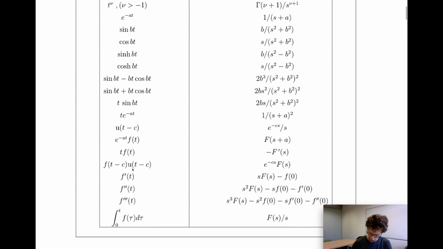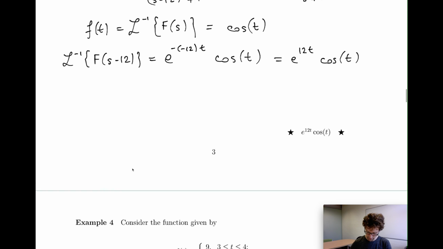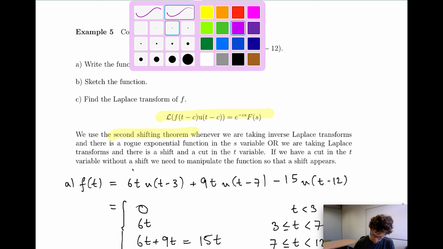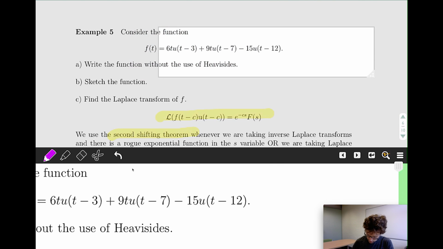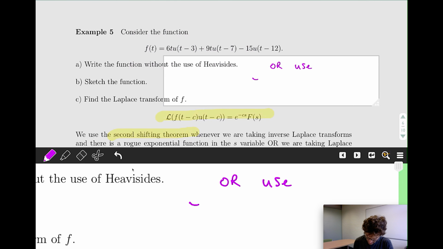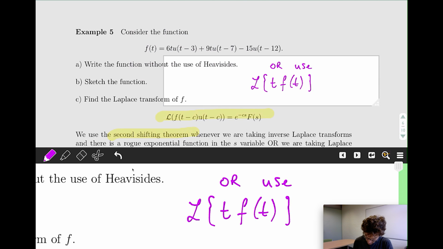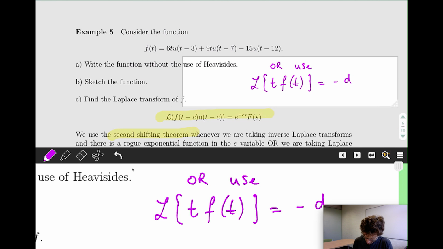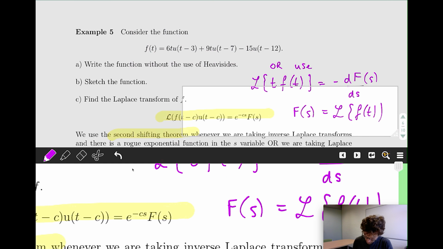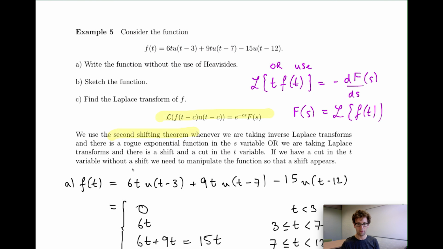So I could actually try to solve this particular problem in a different way using this fact that the Laplace transform of t times f of t is equal to minus the derivative with respect to s of big F of s, where big F of s is the Laplace transform of the function without that factor of a t in front of it.